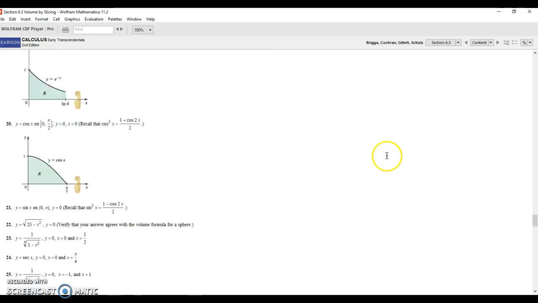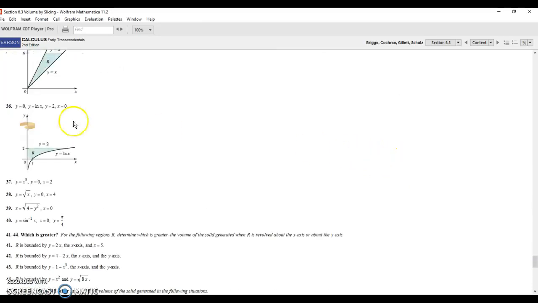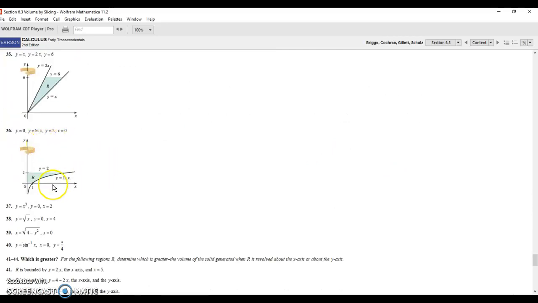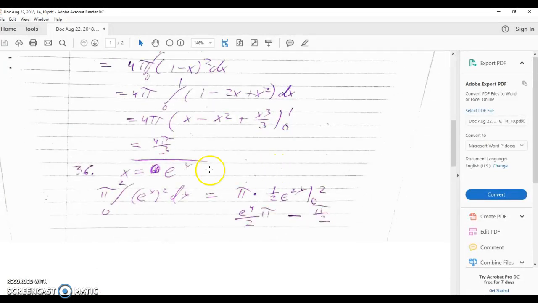So on number 36, what we need to do is we need an f of y. So right now this is like f of x is natural log of x. So we need to solve this thing for x basically. So this is going to be x equals e to the y. So our function is going to be f of y is e to the y. And then we see our range on the y-axis that we need is 0 to 2. So if we take a look, we're integrating 0 to 2, e to the y squared dy.